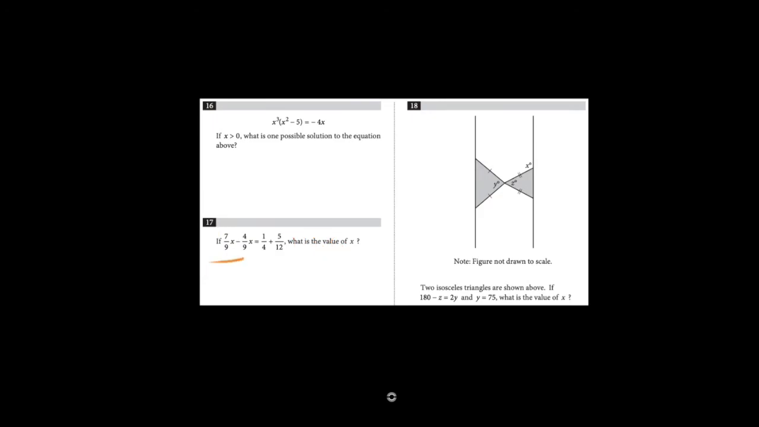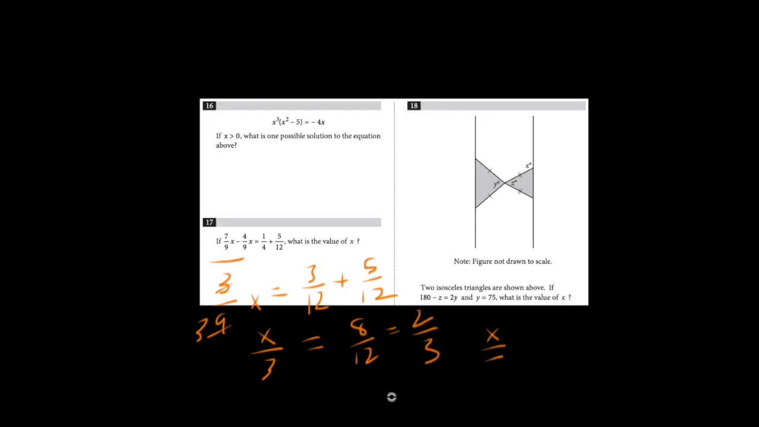You see the side is 7/9 x minus 4/9 x, and those have the same denominator. So let's just go ahead and subtract those. It becomes 3/9 x, right? So this becomes x over 3 since we're simplifying. This is equal to 3/12 plus 5/12, which is 8 over 12. If x over 3 is equal to 2 over 3, we know that x is equal to 2.